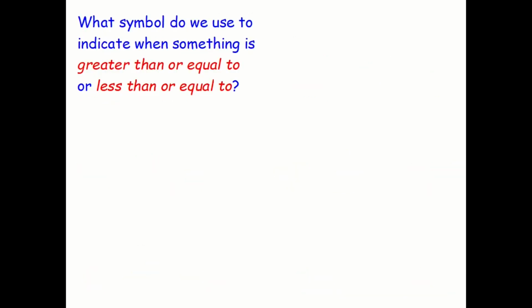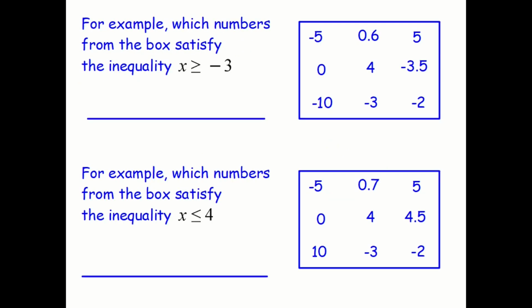What symbol do we use to indicate when something is greater than or equal to, or less than or equal to? Well, we know that the greater than and less than signs look like this. But if it's greater than or equal to or less than or equal to, we tend to put an extra line underneath. So let's have a look at this in practice. Let's have a look at the top example. For example, which numbers from the box satisfy the inequality x is greater than or equal to minus 3?